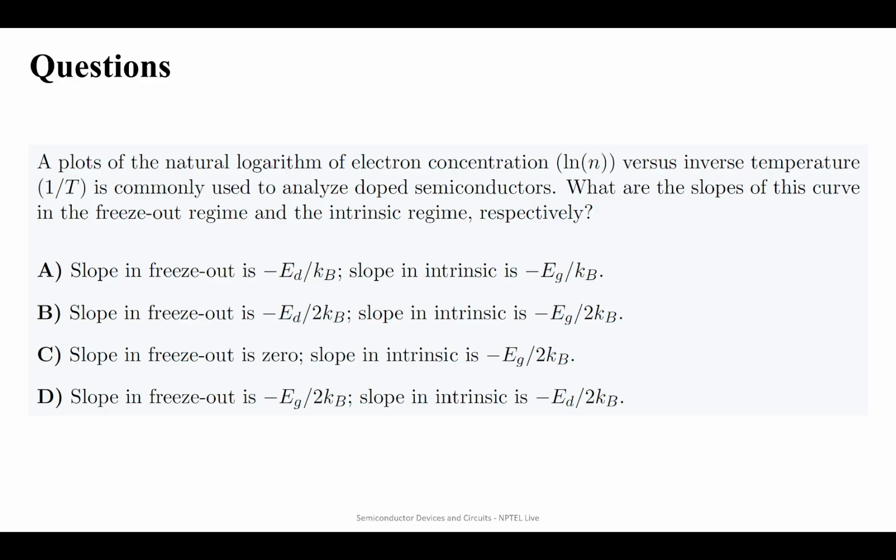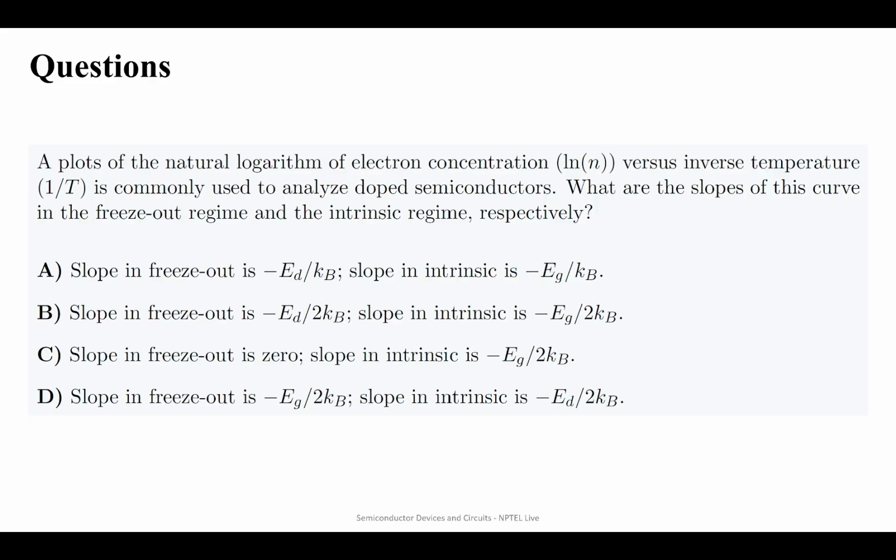The plot of the natural logarithm of electron concentration versus inverse temperature 1 by T is commonly used to analyze doped semiconductors. What are the slopes of this curve in the freeze-out regime and the intrinsic regime respectively? Option A: slope in freeze-out is minus Ed by kB and slope in intrinsic is minus Eg by kB. Option B: slope in freeze-out is minus Ed by 2 kB, slope in intrinsic is minus Eg by 2 kB.